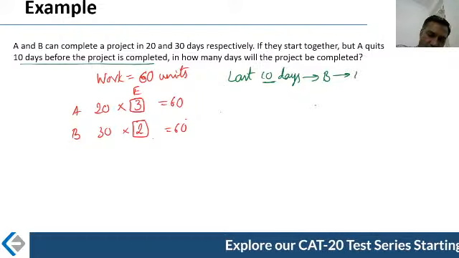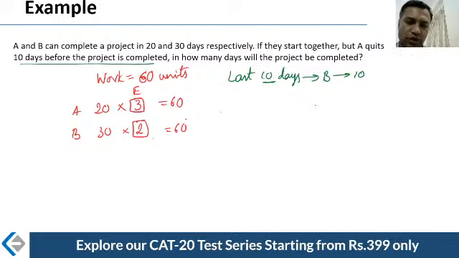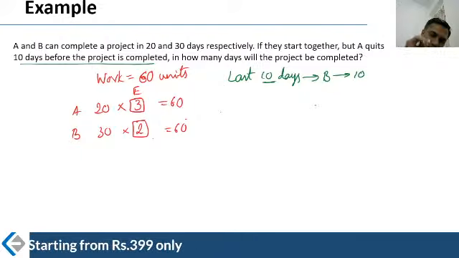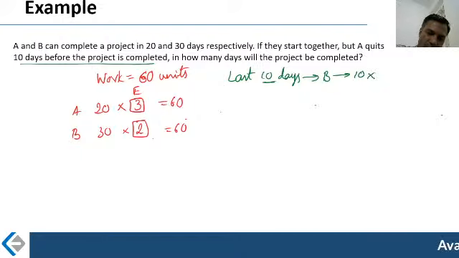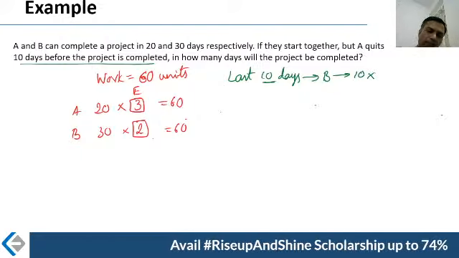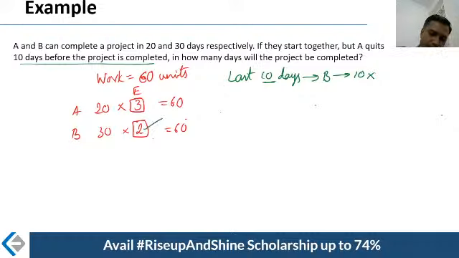Days always first. Always have a pattern in the mind so that neither you get confused nor I get confused. Write the days first, then the efficiency, and then you understand how much work has been accomplished. Last 10 days B alone worked. The efficiency of B is 2 units per day. 10 into 2, so 20 units got done in the last 10 days.